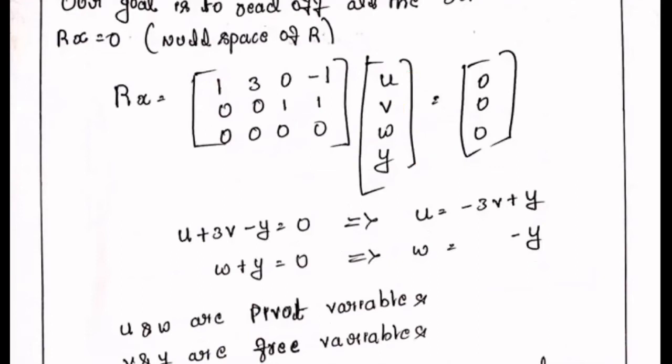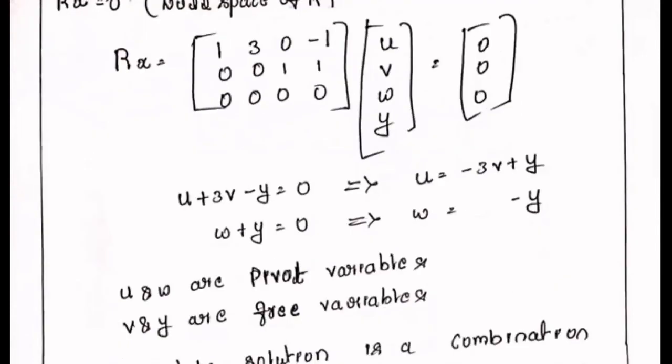So you have to express U and W in terms of these free variables, V and Y. How do you know that it's a free variable? From the pivots, okay? So you have written this equation, I already explained this. U becomes what? You solve for U, what does it become? Minus 3V plus Y, because V and Y are free variables. And similarly, you express W in terms of Y, what you get is minus Y, okay?